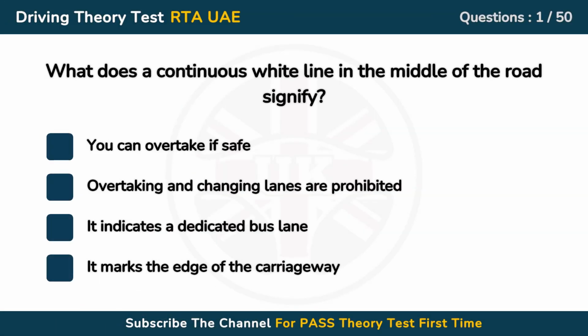Question 1. What does a continuous white line in the middle of the road signify? A. You can overtake if safe. B. Overtaking and changing lanes are prohibited. C. It indicates a dedicated bus lane. D. It marks the edge of the carriageway.